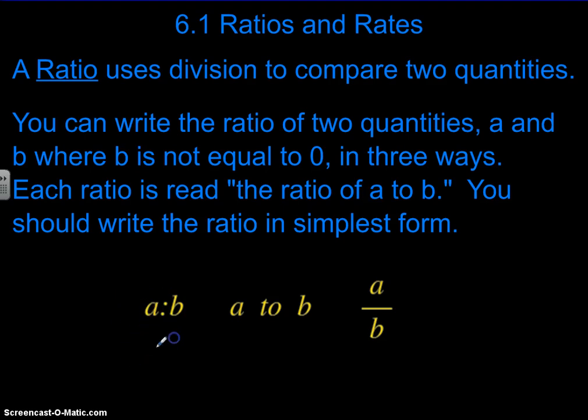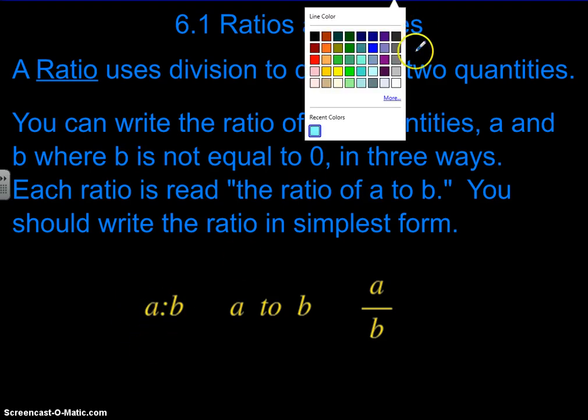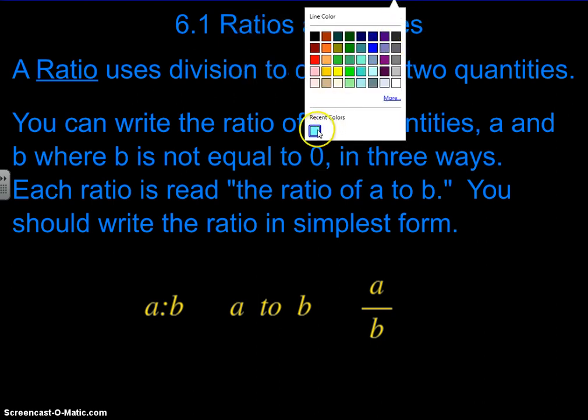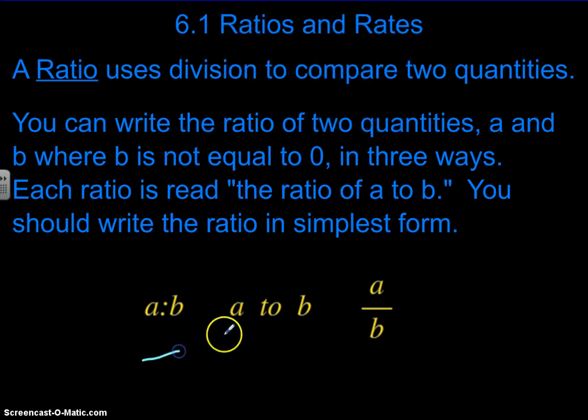A colon B. Then we have A to B. Then we have A over B. Okay? Each of these are read the ratio of A to B. Now the ratio of B to A, I would have to flip the order. B would have to go first with each of these. Here B would be on top.